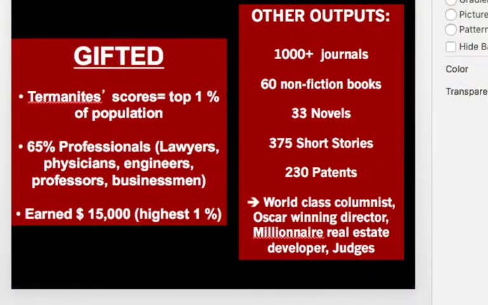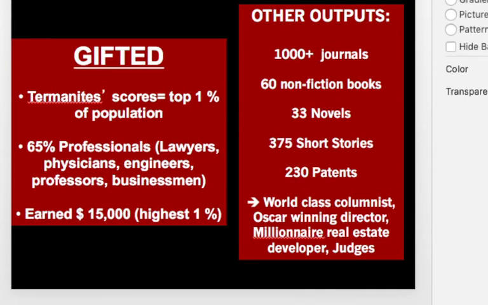And not only that, nakita rin nila na yung mga gifted kids, ang dami nilang mga creative outputs. 1,000 plus journals, 60 non-fiction books, 33 novels, 375 short stories, 230 patents for those who became scientists, may isa na naging world-class columnist, may isa na naging Oscar-winning director, marami naging millionaire, marami naging real estate developers, and American judges.